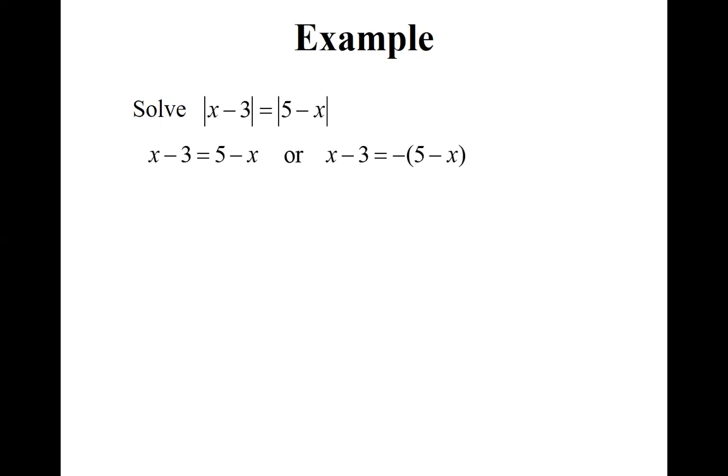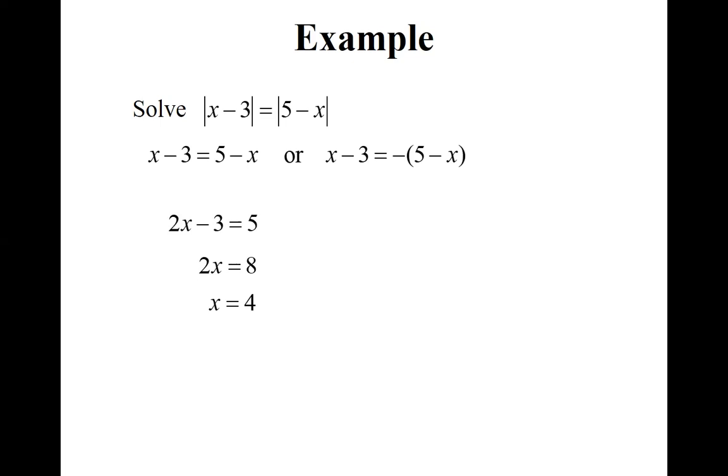Solve them both. The one on the left, add x to both sides. That gets rid of the x on the right of the left equation. Adding x to both sides gives us 2x minus 3 equals 5. Then add 3 to both sides to get 2x equals 8. And then divide both sides by 2 to get x equals 4.